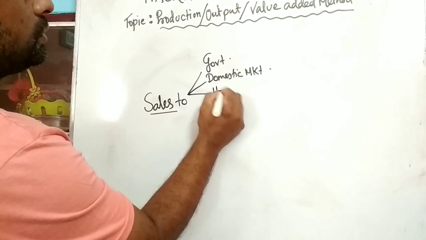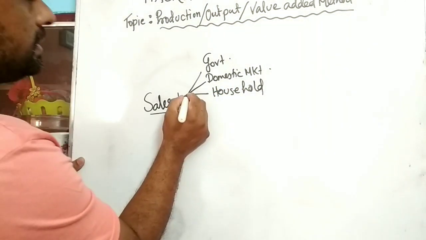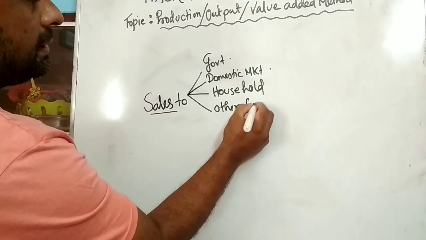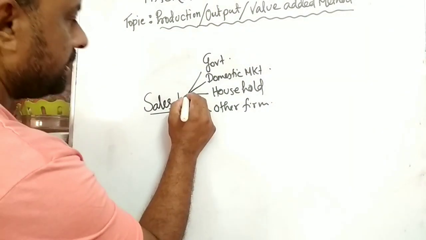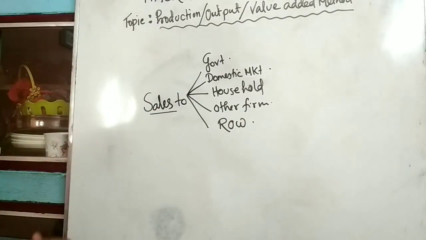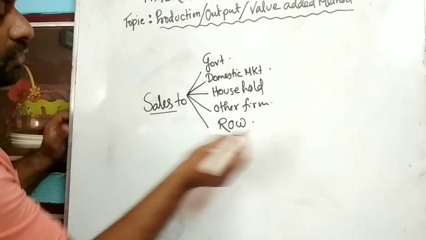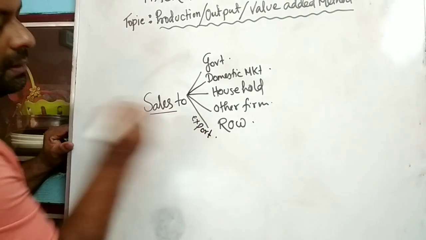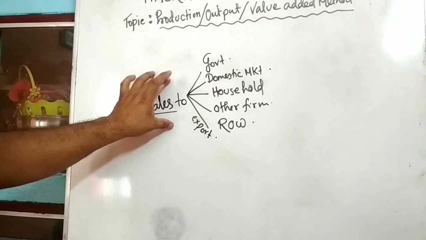Sales to household. Sales to other firm. Suppose A is a firm, it may sell to another firm. Sales to rest of the world. If a firm sells to another country, that is sales to the rest of the world, and it is called export. So these are the parts of sales.